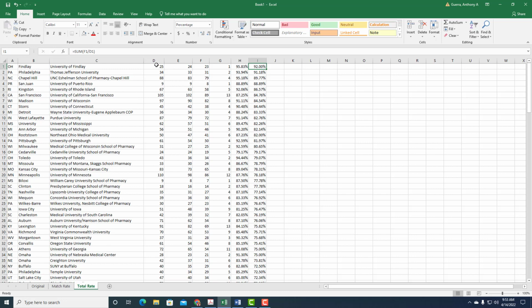And so when we look at those top 10, those are much, much more familiar, I think, than maybe the other ones. So Findlay and Thomas Jefferson are the top 2, then UNC, Puerto Rico, Rhode Island, UCSF, Wisconsin, those 2 powerhouses, Connecticut, Wayne State, and Purdue again, and then Mississippi right behind it, and then Michigan, NEOMED, I think that's NEOMED, Pitt, MCW, and then Cedarville. Okay.